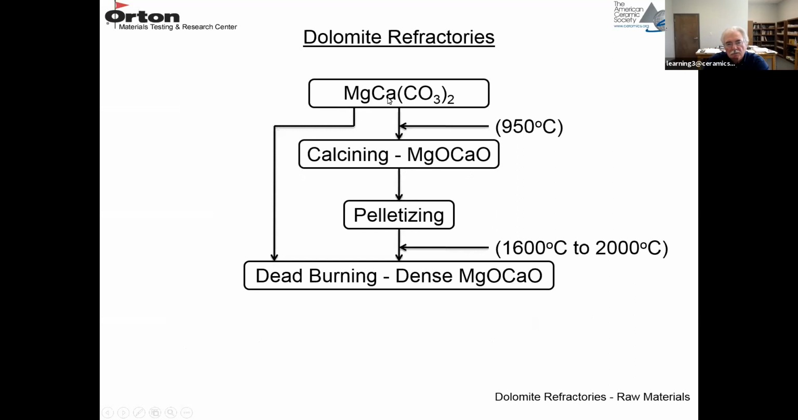So you have a magnesium, calcium carbonate solid solution. You can pre-calcine it at 950 degrees C and end up with MgO, CaO, a very porous material. You can form that into pellets and then dead burn it at 1600 to 2000 degrees C, or you can just take the dolomite material and dead burn it directly, and you end up with a dense MgO CaO material, with CaO being the matrix, with the MgO crystals dispersed in the matrix.